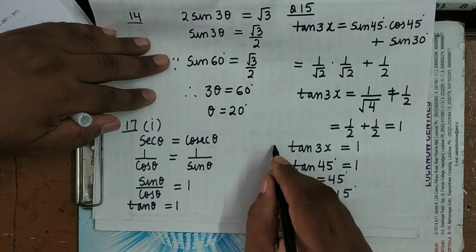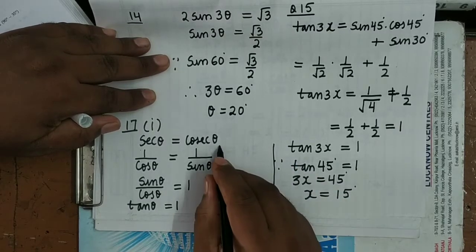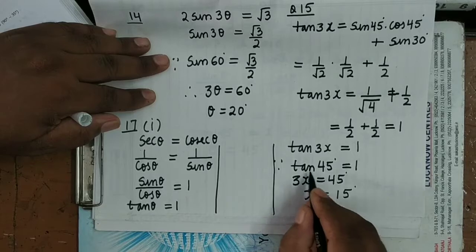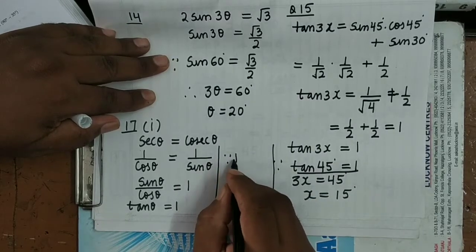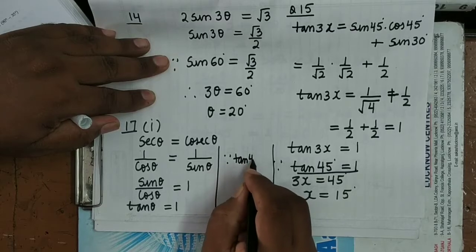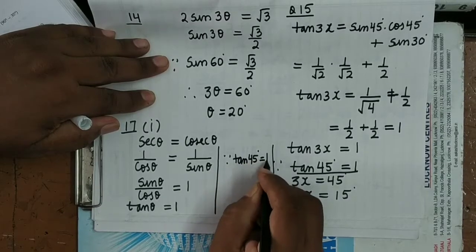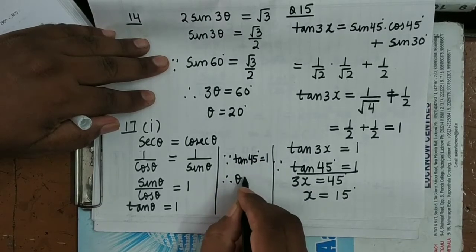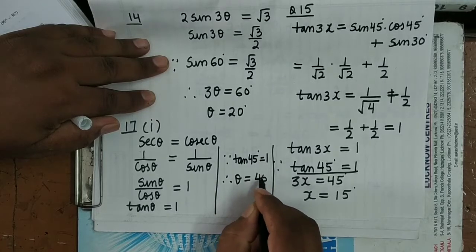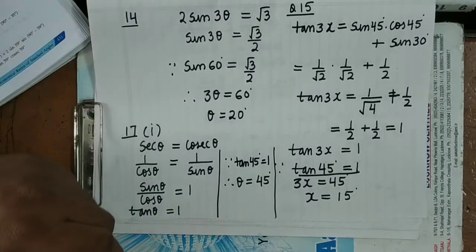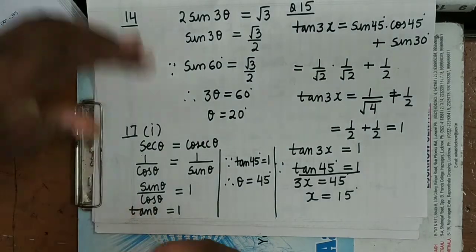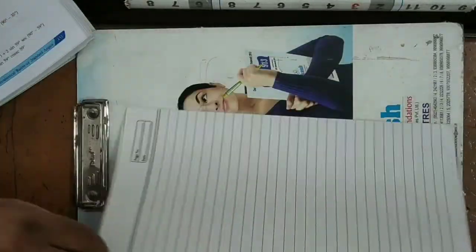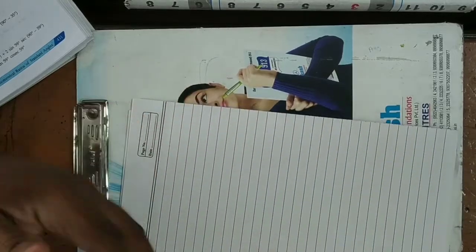Now as you know, for which angle is tan 1? You have already written it here. Since tan 45 degree equals 1, therefore theta equals 45 degree. Theta will be equal to 45 degree. Now after this, you see question number 19.